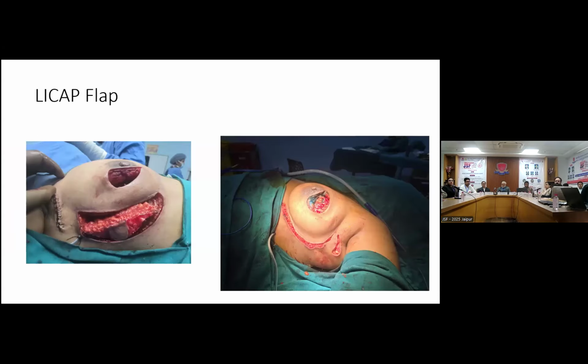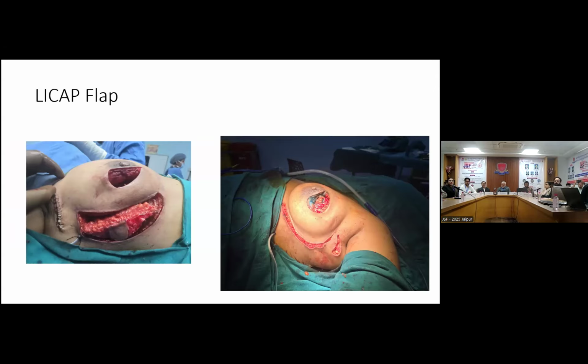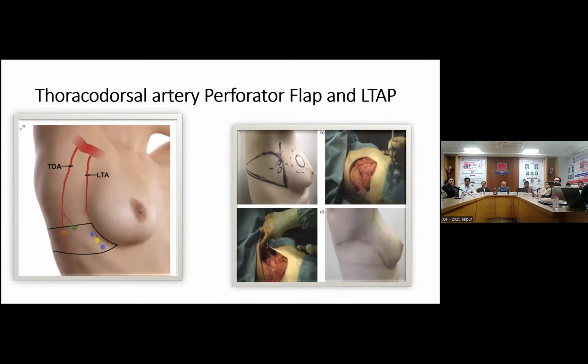This is one of our patients, the LICAP flap. Most of the work in LICAP was done by Dr. Hamdi. And these are thoracodorsal and LTA perforator flaps. The skin paddle can be raised according to these flaps, and these can either be rotated inside the tumor bed, or they can be folded onto themselves.